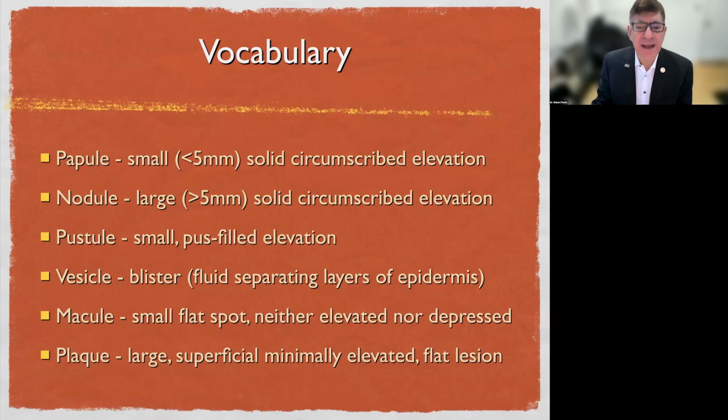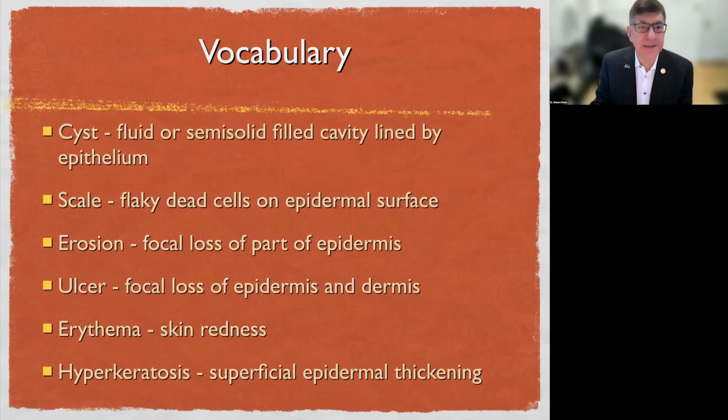Instead, a plaque is a superficial, minimally elevated flat lesion that you can feel with your finger. A cyst is a fluid-filled or semi-solid filled cavity that's lined by epithelium. A scale would be flaky dead cells. An erosion is a focal loss of part of the epidermis. An ulcer is a focal loss through the epidermis into the dermis. Erythema, of course, is another word for redness. Hyperkeratosis is superficial epidermal thickening.